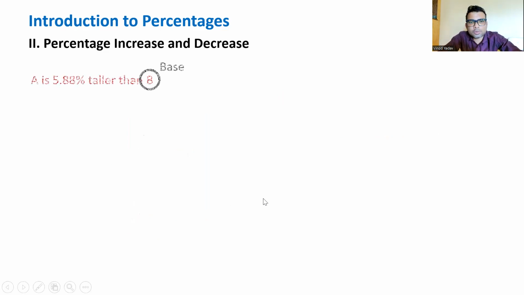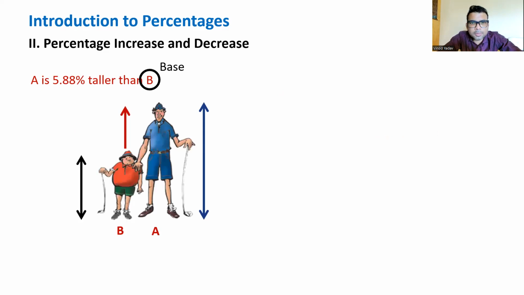Okay, cool. What about this example? A is 5.88% taller than B. So B is the base, right? If you take B as 100, A is 5.88 above. So 105.88. If you take 100 as B, A will be 5.88 more. So 105.88. What do you feel for this kind of number?